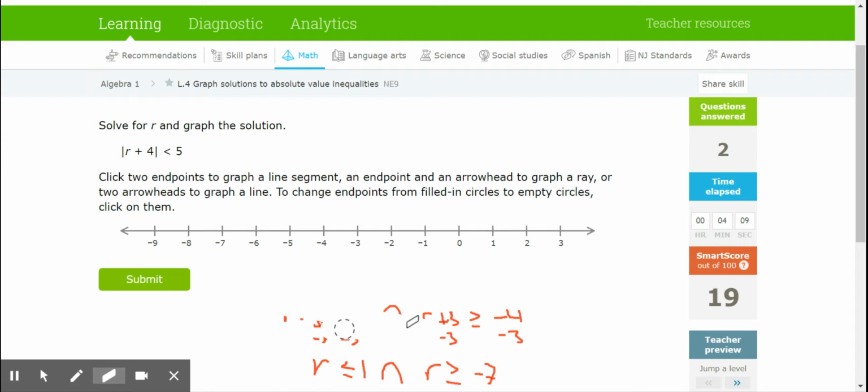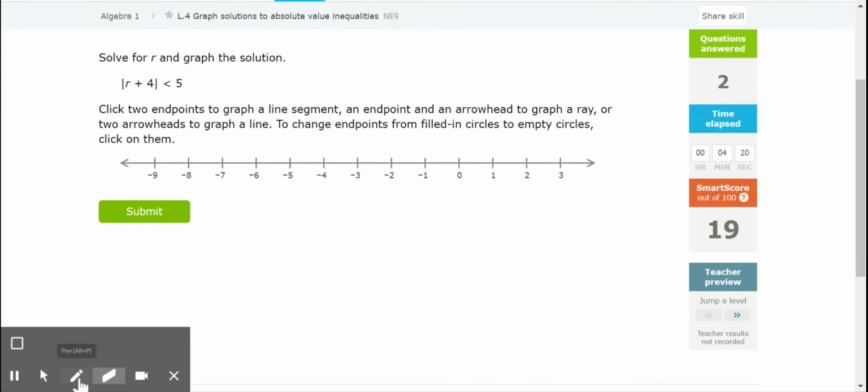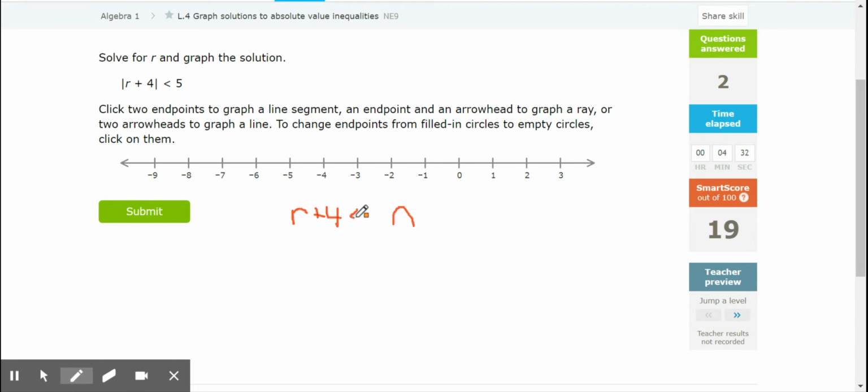All right, this one is written correctly. So I'm just going to get right into the solve. So you have the left-hand side, which is isolated. The absolute value of r plus 4 is less than 5. So that is a less than. r plus 4 is going to be less than 5.